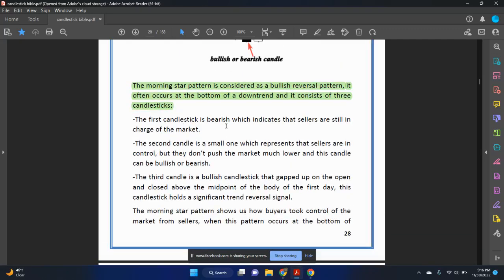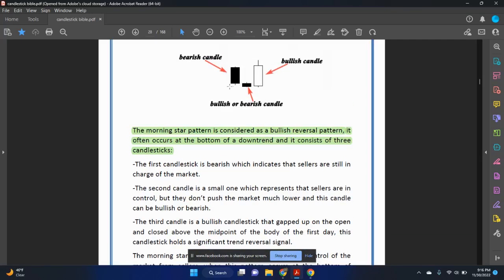So the first candlestick is bearish, which we see here, which indicates that the sellers are still in charge of the market. The second candle is a small one, representing that the sellers are in control but they don't push the market much lower, and this candle can be bullish or bearish. It doesn't matter the color of the candle, as long as it is a small one.